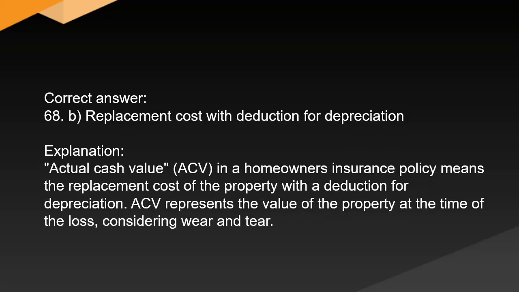Correct answer. B. Replacement cost with deduction for depreciation. Explanation. The actual cash value in a homeowner's insurance policy means the replacement cost of the property with a deduction for depreciation. ACV represents the value of the property at the time of the loss, considering wear and tear.